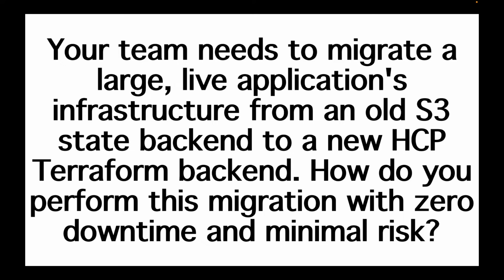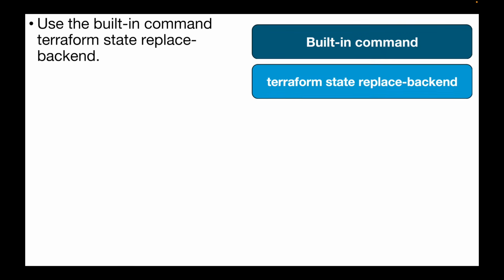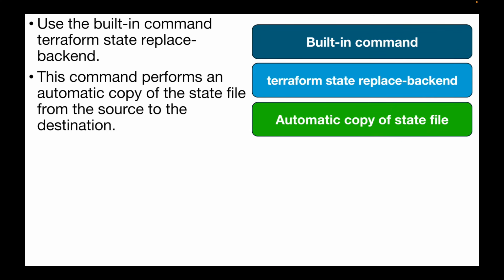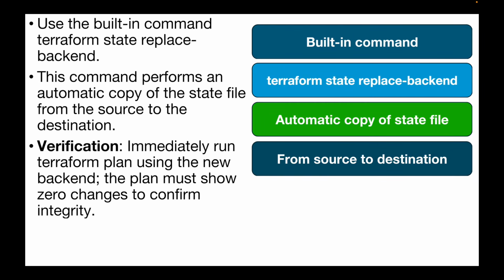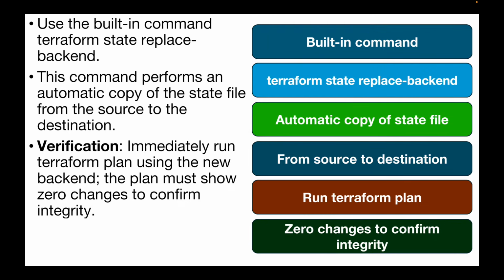The next question we have is, your team needs to migrate a large live application's infrastructure from an old S3 state backend to a new HCP Terraform backend. How do you perform this migration with zero downtime and minimal risk? For this, we can use the built-in command, terraform init -migrate-state. This command will perform an automatic copy of your state file from the source to the destination, which in this case will be from your S3 bucket to the HCP Terraform backend. Now, how do you validate this? Immediately run the terraform plan command using the new backend, and the plan must show zero changes to confirm the integrity. If you see that, it means your migration is completed with zero downtime and without any impact.